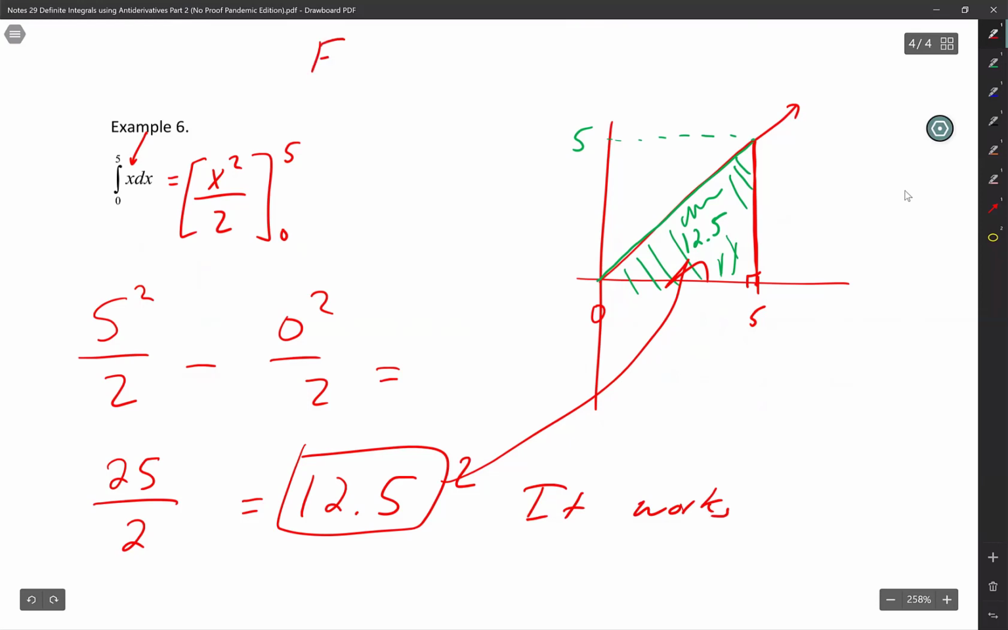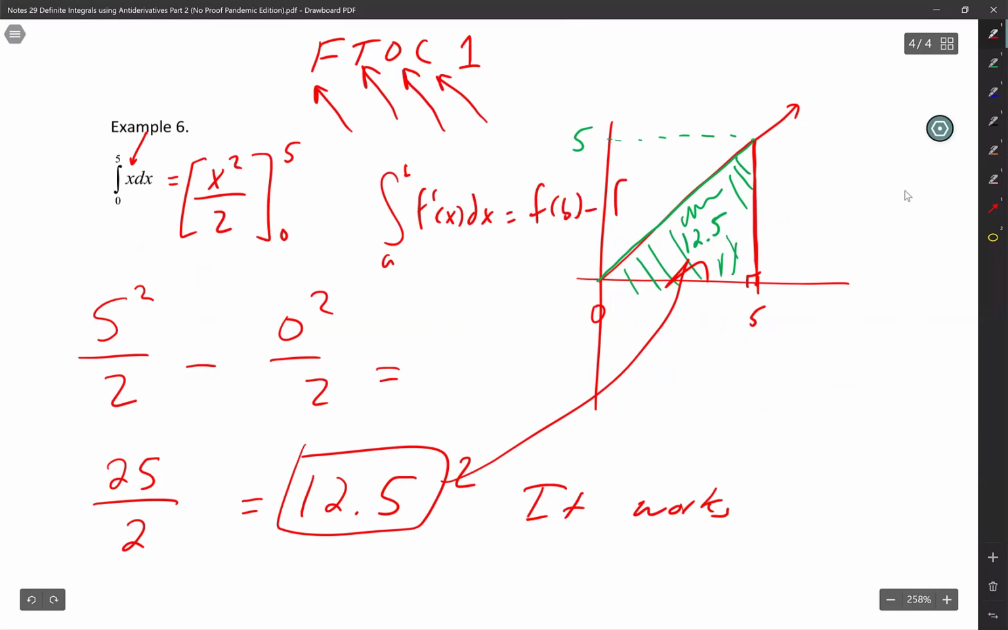By the way, the rule that we just did is FTOC number 1. The F stands for fundamental. The T stands for theorem. The O stands for of. Maybe it doesn't even deserve to be in the acronym there. The C stands for calculus. Fundamental theorem of calculus part 1. What is that? It just means that if I have the integral from a to b of f prime of x dx, that's just going to be f of b minus f of a. I should have used a different color. Sorry, guys.